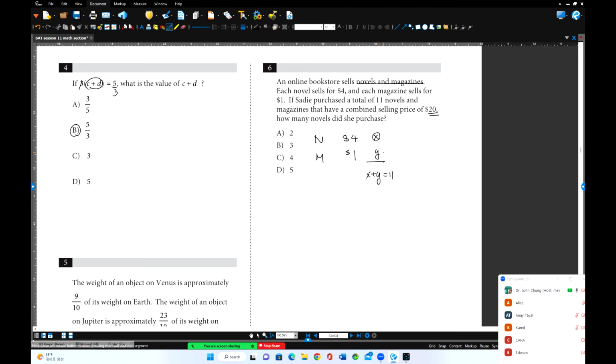But Y is 11 minus X, okay? You can use this one. So the total cost of novels, how much? 4 times X. This one is what? 1 times 11 minus X, 11 minus X. Total equals 3X plus 11. That equals 20. Are you okay with this? So 3X equals 20 minus 11 is 9, right? So when you divide it by 3, X equals 3, okay? So that is 3 novels and 8 magazines, okay?